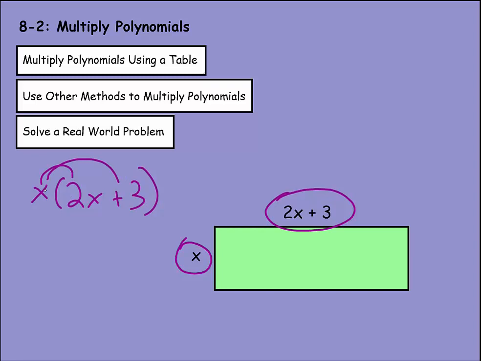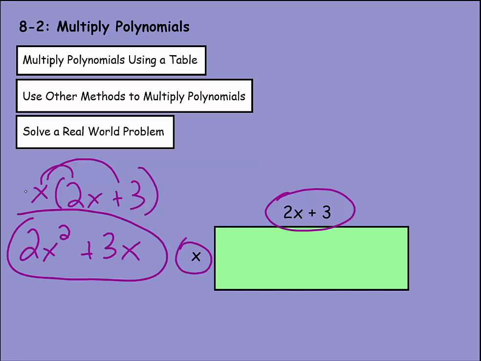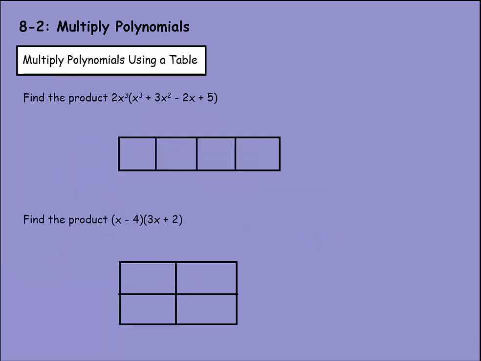X times 2x would be 2x squared. X times 3 would be 3x. So then the area of this figure would be 2x squared plus 3x. So that's one way to multiply polynomials. We're actually going to learn a few more in these next few slides.